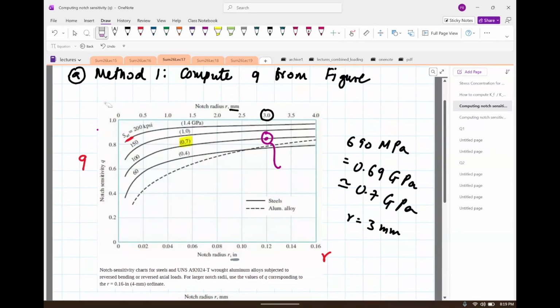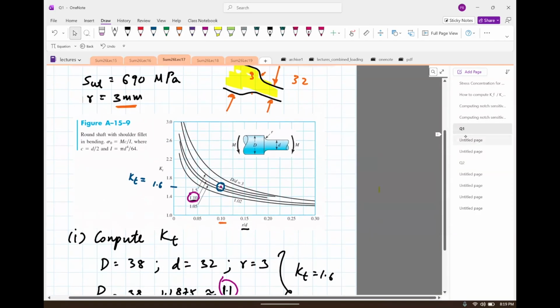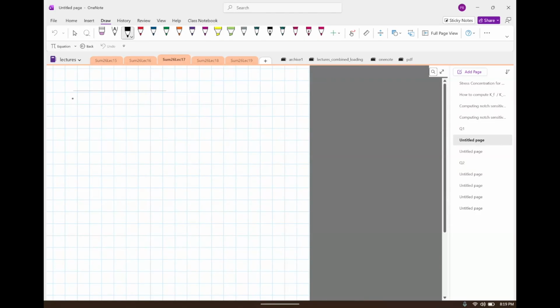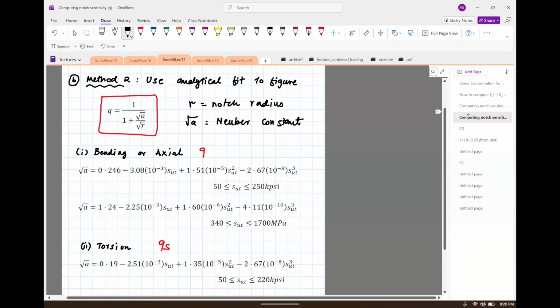Let me erase this. This looks like it is sitting right at 0.85. So Q is 0.85. What I did to get this was I looked at 3 mm, which is here, and then I looked at 0.7 GPa, which is here, and I ended up with this Q. So the second part of the problem is Q is 0.85 from the plot.